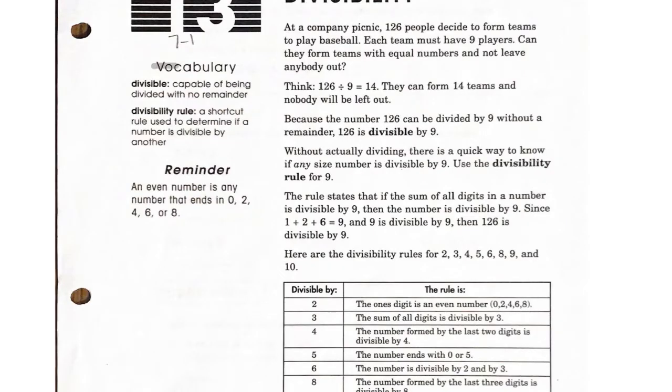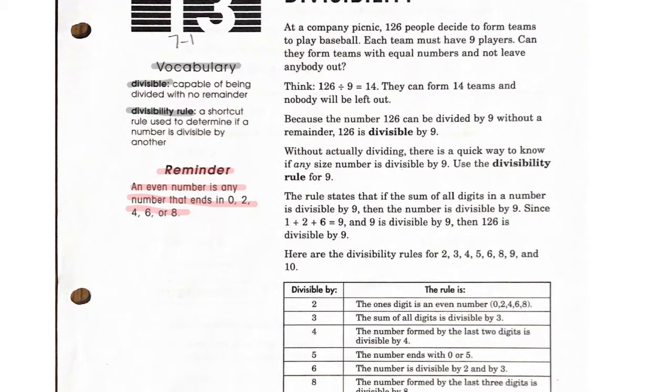Okay, couple of things. We have vocabulary: divisible, compatible or capable of being divided with no remainder. Divisibility rule, a shortcut rule used to determine if a number is divisible by another. We have a reminder that any even number is a number that ends in 0, 2, 4, 6, or 8.